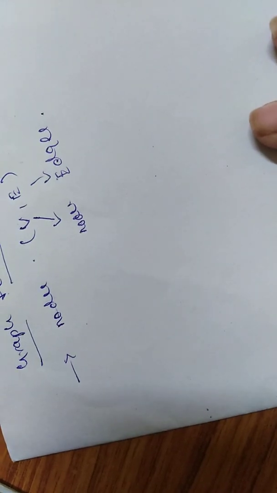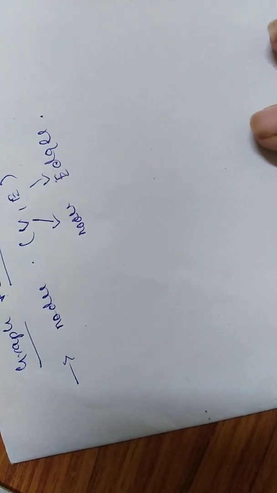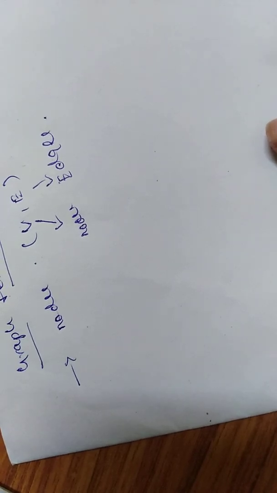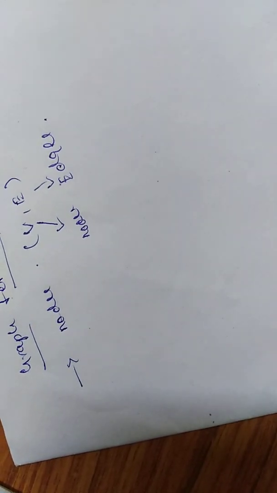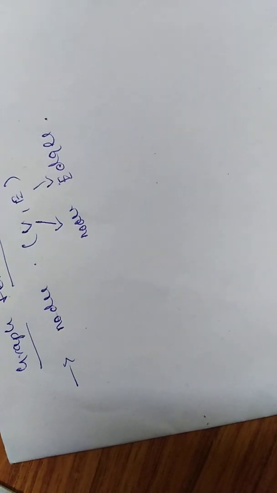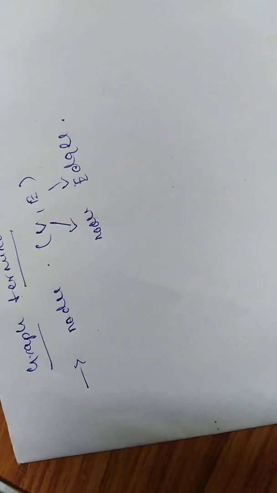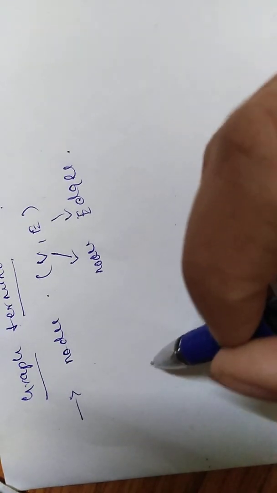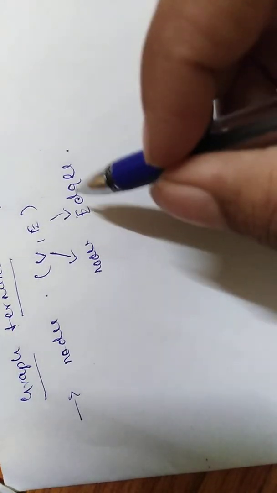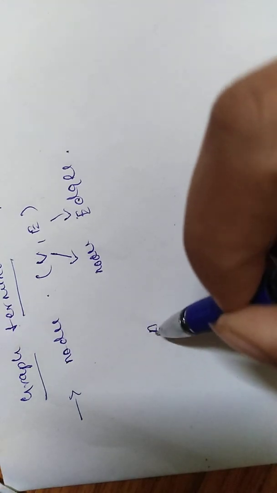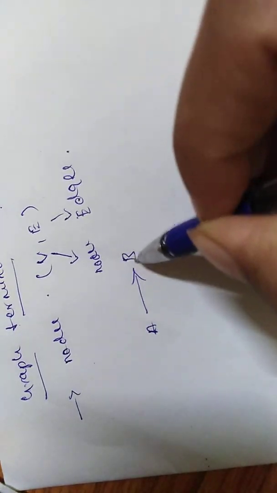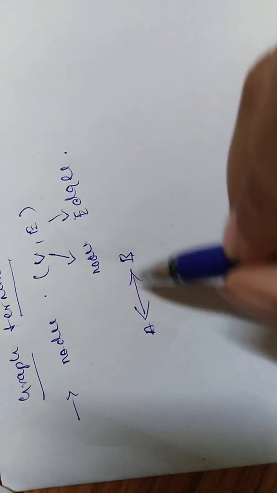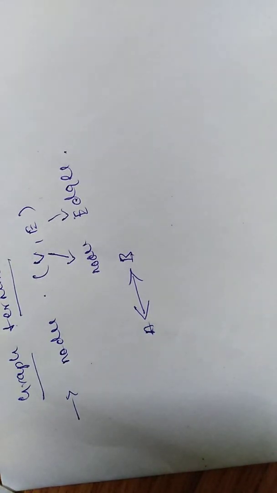Then an undirected graph may also be represented by nodes and edges, but an edge has no direction specified. That one we call an undirected graph. A directed graph means we represent the vertices and the edges, and we can connect A to B like this, in one direction. It will be connected A to B or B to A.